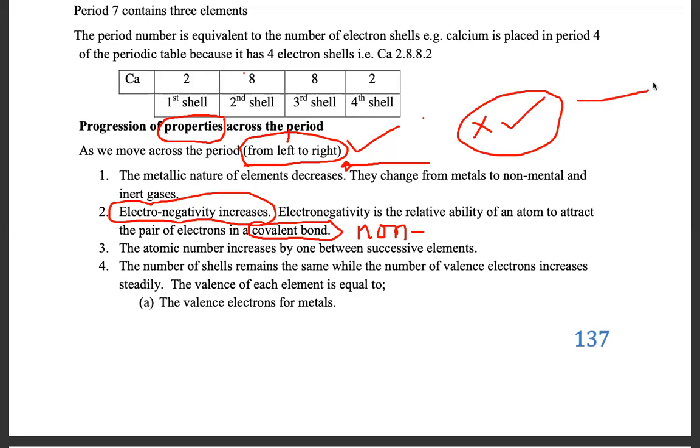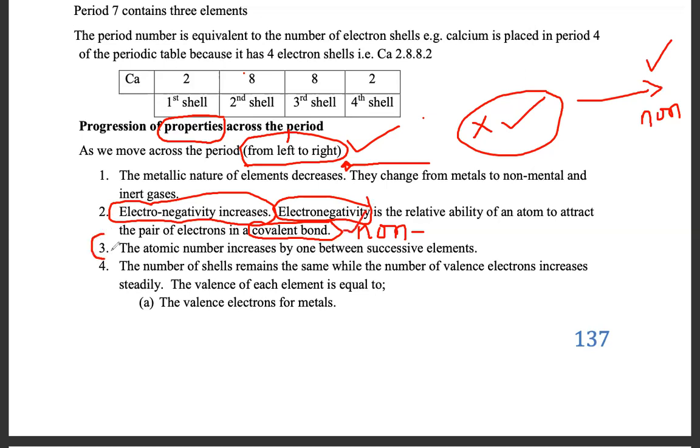As we go to the right, that's where we have those non-metals that share electrons, and that's where we have elements that have the tendency to receive electrons, and those elements are the ones which are said to be electronegative. So as you move from the left to the right, the electronegativity, the ability of elements to receive electrons, increases. That's the point which is here.